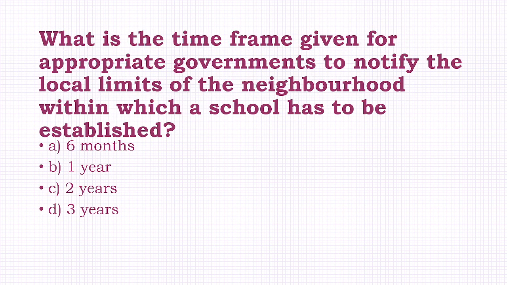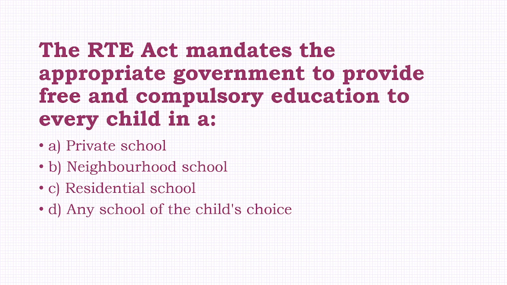What is the time frame given to appropriate governments to notify the local limit of the neighborhood within which a school has to be established? Options: 6 months, 1 year, 2 years, 3 years. Answer of this question is option D, that is 3 years.